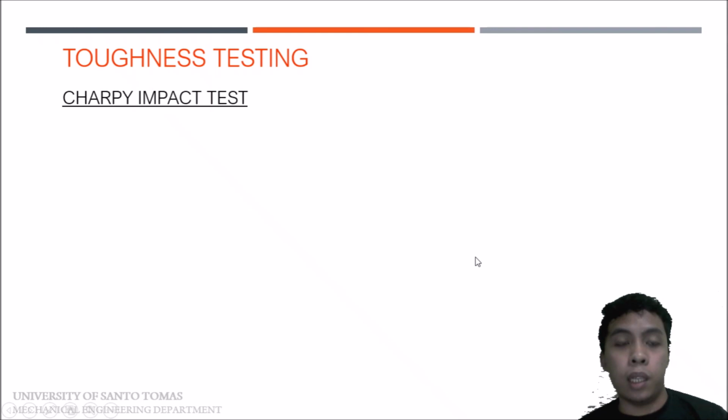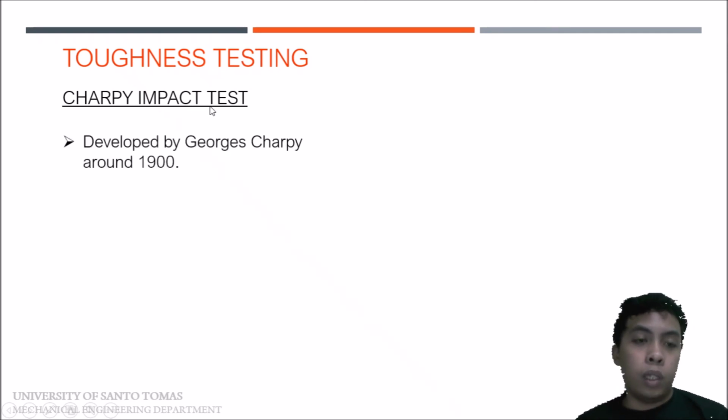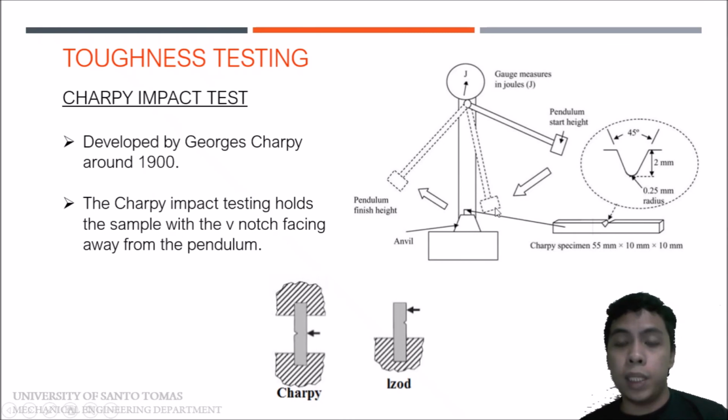Next, let's talk about the last example of toughness testing, which is the Charpy impact test. It was developed by Georges Charpy in the 1900s. The Charpy impact test holds the sample with a V-notch facing away from the pendulum. So it is the opposite of the Izod test earlier, no? The Izod test faces towards the pendulum, while this one faces away. Basically, the construction is the same. We have a lever and a pendulum or striking edge. By weight, it rotates or swings towards the specimen.